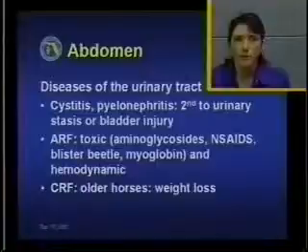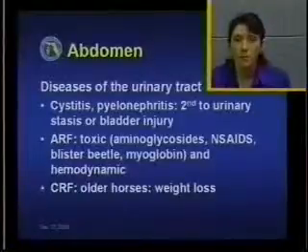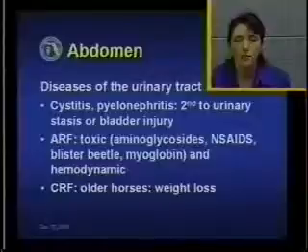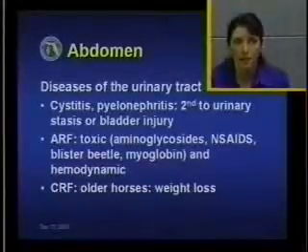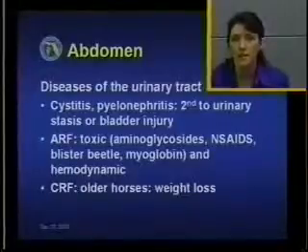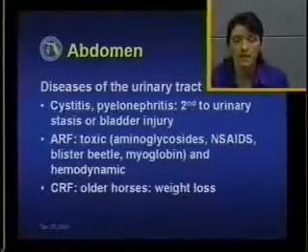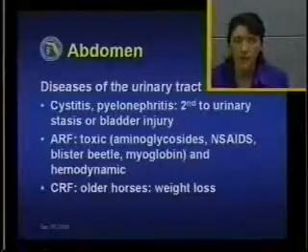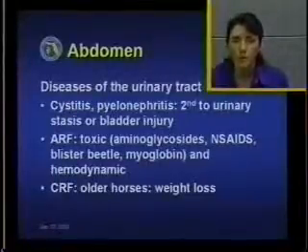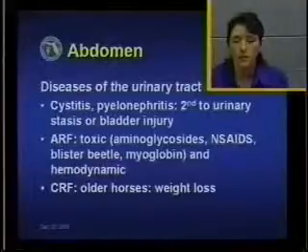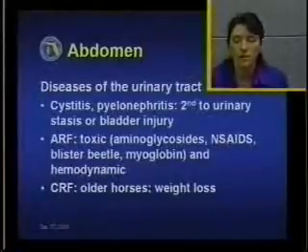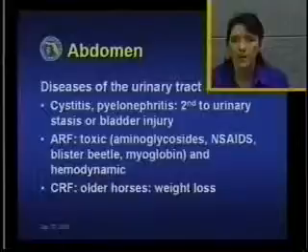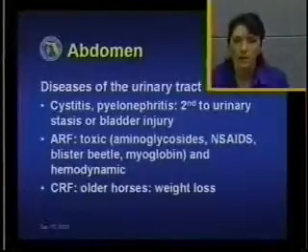When we look at the abdomen, we also have to consider diseases of the urinary tract, which are not that common in horses, but when they do occur, most commonly what we see is signs of cystitis or pyelonephritis, which very commonly is secondary to urinary stasis or bladder injury. Acute renal failure will occur consecutive to the ingestion of a toxin or the accumulation of drugs within the system, such as aminoglycoside antibiotics such as gentamicin.